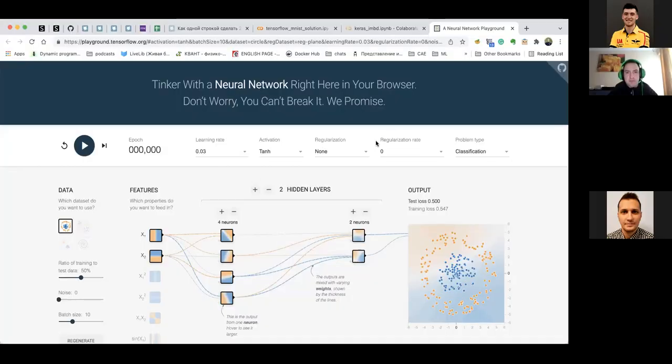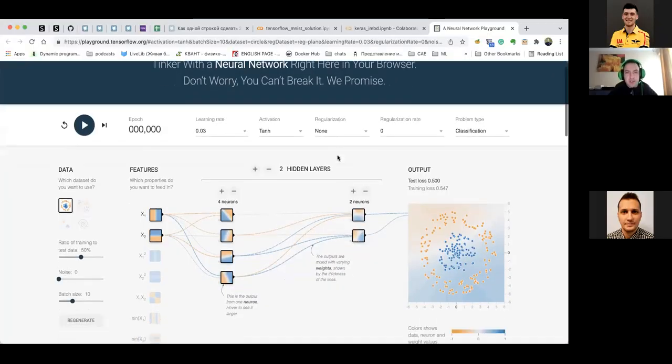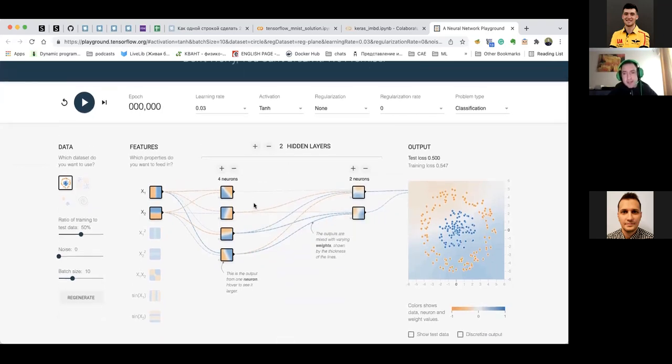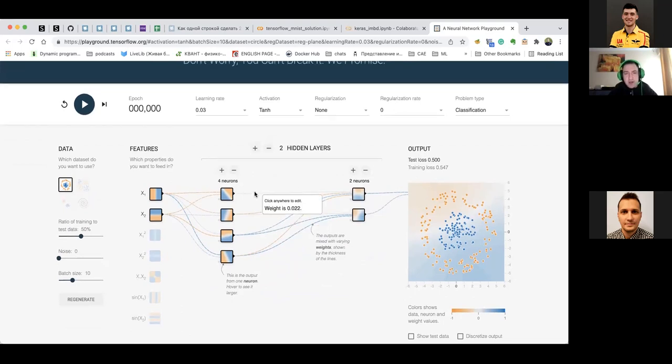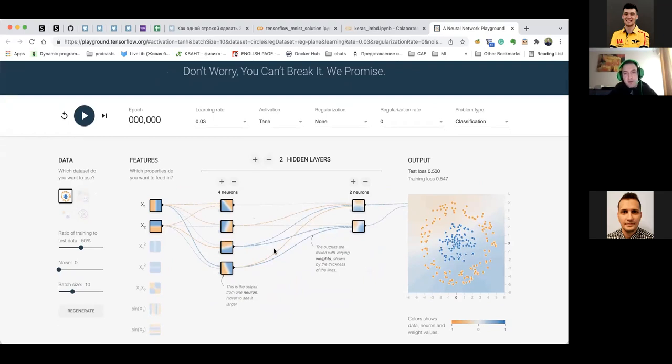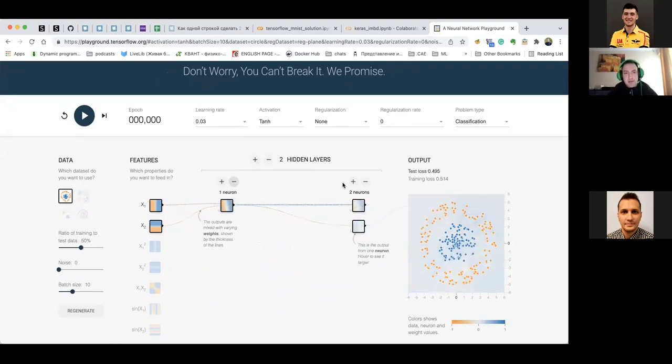This is a very fancy tool which allows us to visualize what a neural network does, and you can play around with this sandbox in order to understand how the amount of neurons, the amount of layers, and the activation functions influence the result. So let us do the following example.